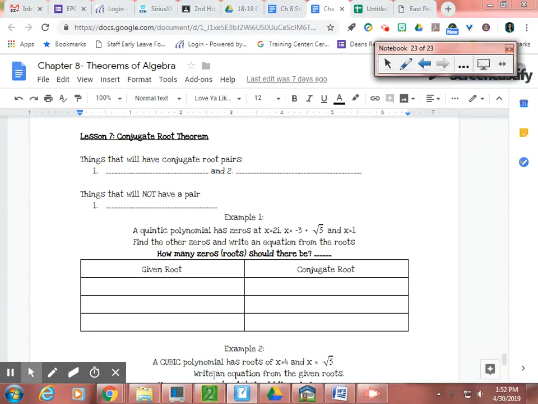The last lesson in this chapter is the conjugate root theorem. So it's kind of saying, okay, we have pairs of these, like I know the roots, so now I can make an equation. I can go backwards from what we've been doing. So things that will have pairs are roots, and by that I mean square roots, and imaginaries. And remember that imaginary is i. Things that will not have pairs necessarily will be just plain numbers.